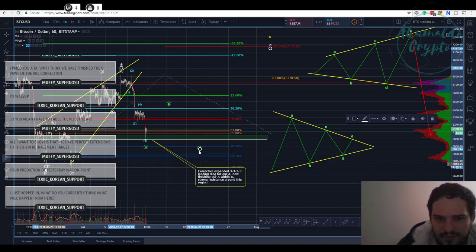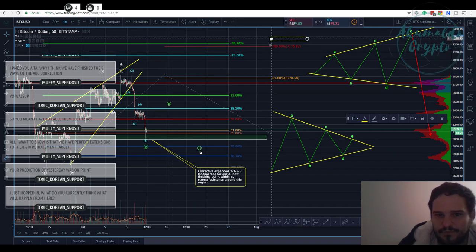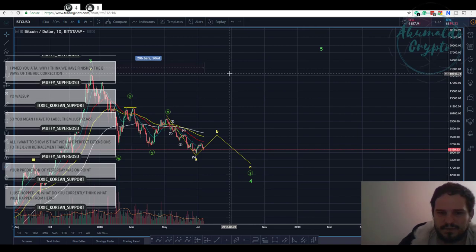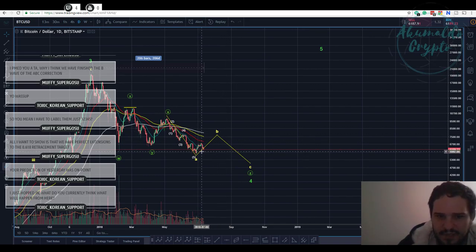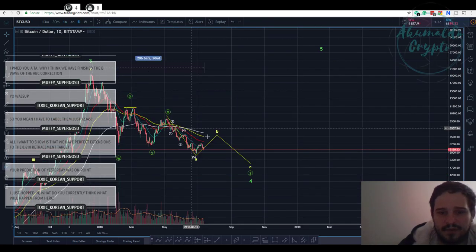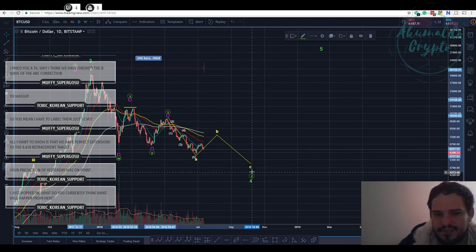We are correcting this expanded leading diagonal, okay? Here, A, B, C, B. We have yet to finish this B, and then we are going up to finish this C of a higher degree B. As I've shown here, this is my whole picture. Okay, this is our A. We are finishing this B, just like I said here, B. And we are going down A, B, C to finish this Z here, okay?